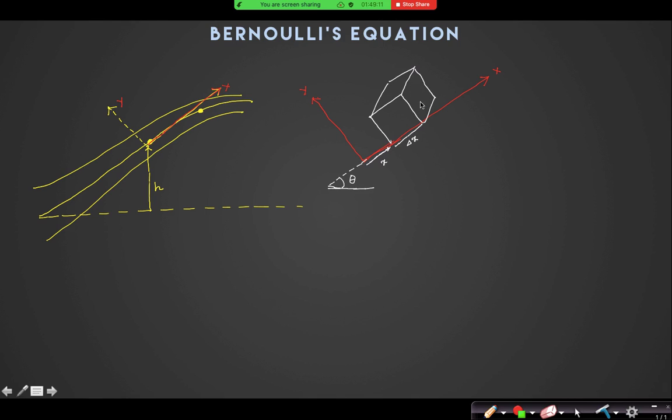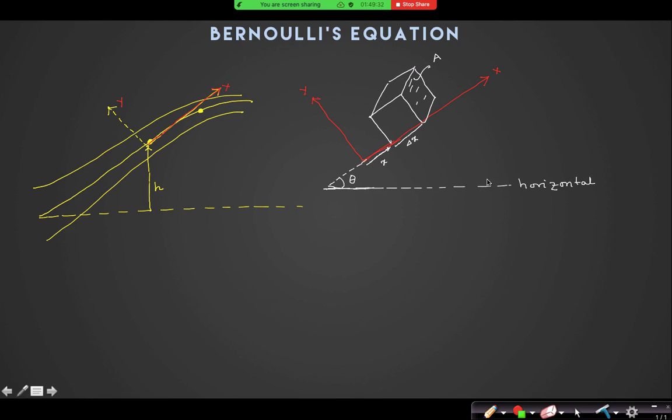At this point, if you draw the tangent to the x-axis, it makes an angle theta with the horizontal line. This is the horizontal.